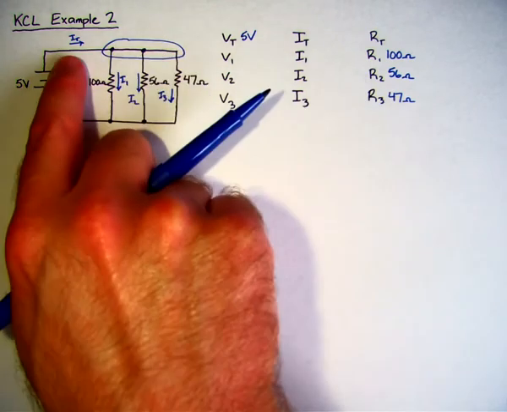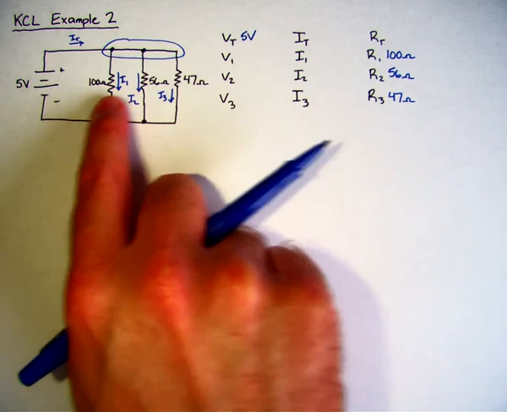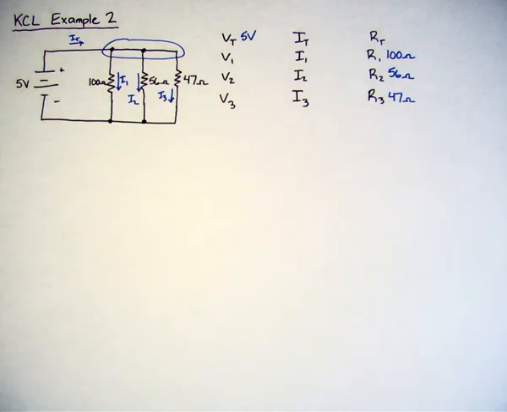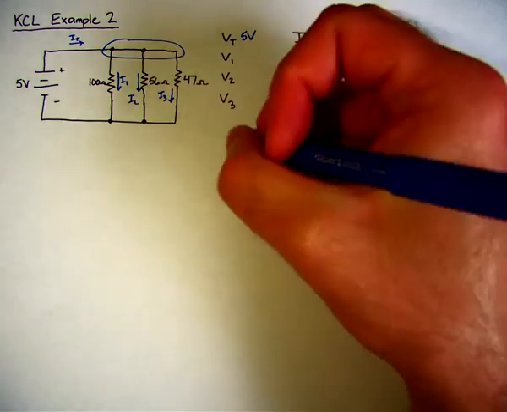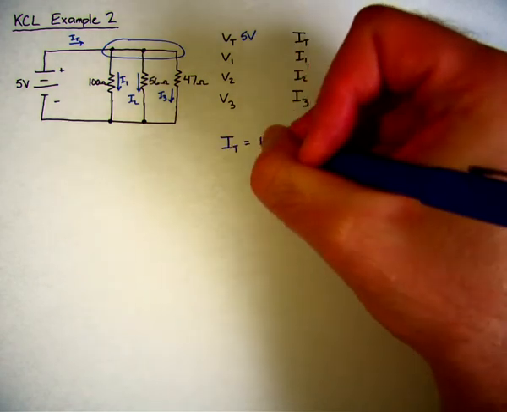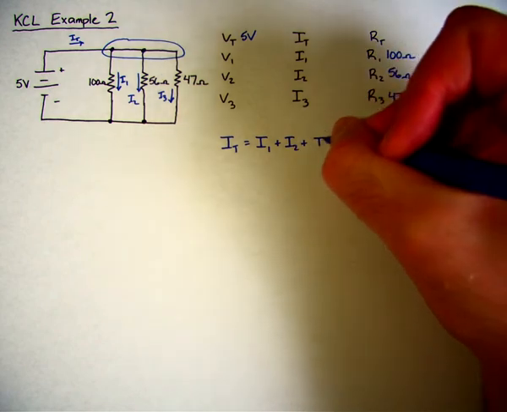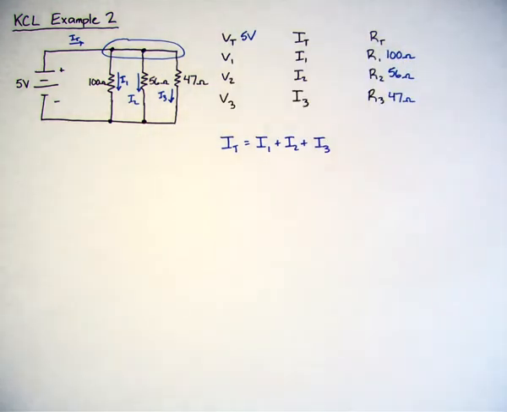And so if I look, I have the total current going into that one node. I have I1, I2, and I3 coming out of that one node. So that means if I were to use KCL, I have the total current equals I1 plus I2 plus I3. This rule should look familiar. This is one of those parallel rules that we have.